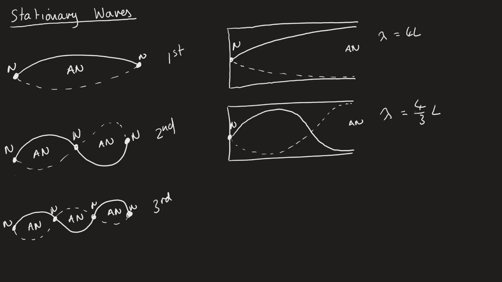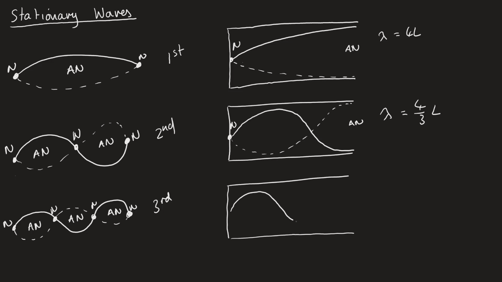Okay, 4/3 of the length. This is because currently we have 3/4, so the length is currently 3/4 of the wavelength, and so therefore we just have to get this 4/3 onto this side, so we get it to be 4/3 is the wavelength. Okay, now the third harmonic, you can probably see where this is going now.